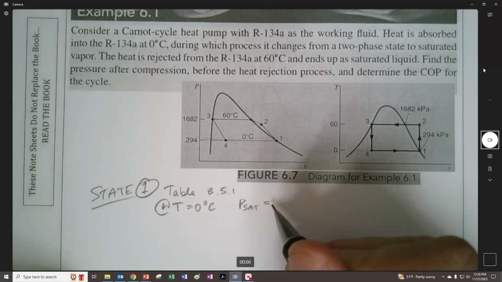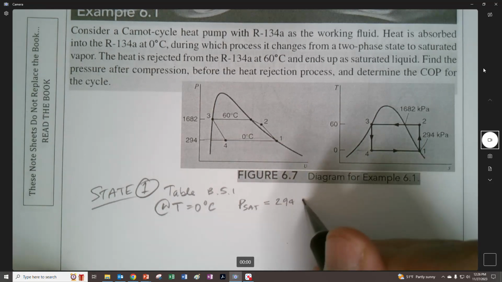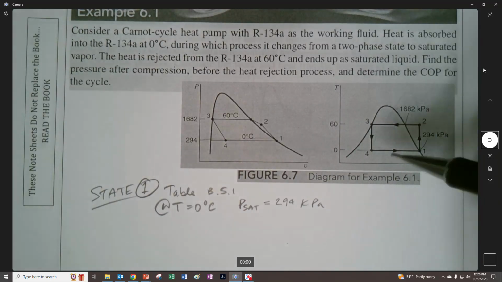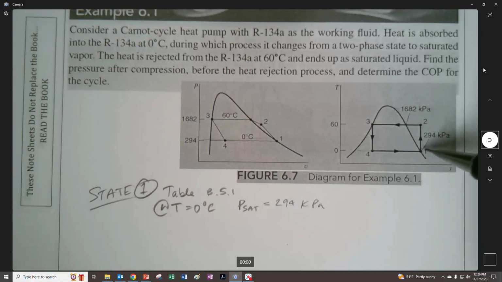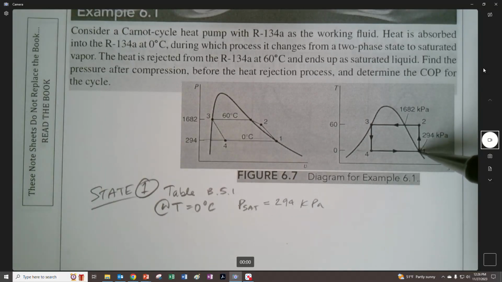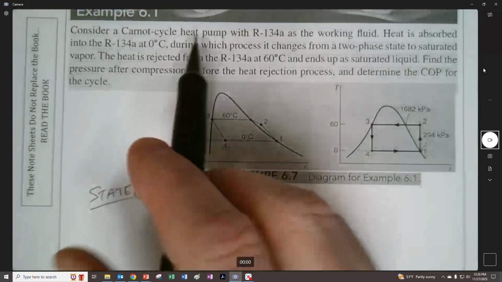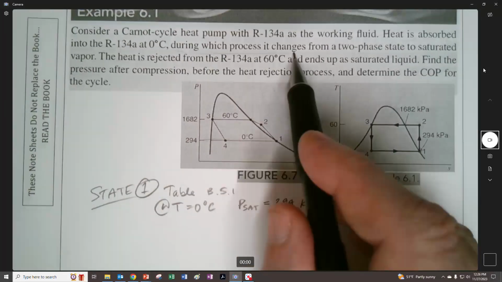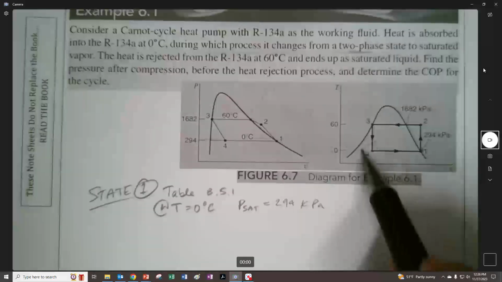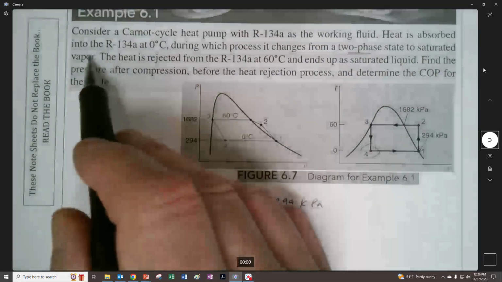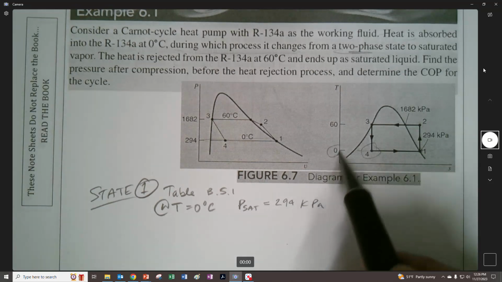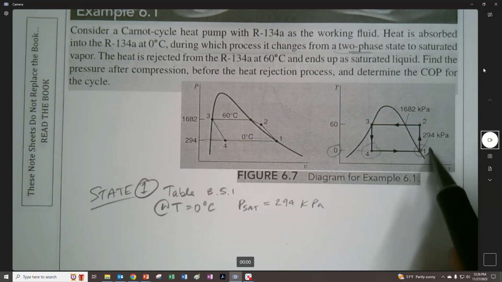So that saturated pressure is going to be 294 kilopascals. Actually, I have the book open, so let me take a look at there. We're also, while we're looking here, note that we are at the gaseous state right here. It just says that it absorbs heat during the process. It changes from a two-phase, which is right there, to a saturated vapor, which is right there. So we know this thing is at 0 degrees, it's saturated, so we can find that point.